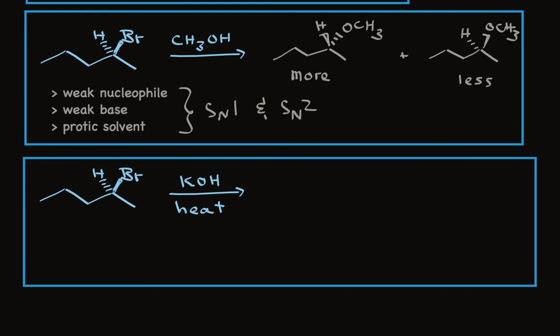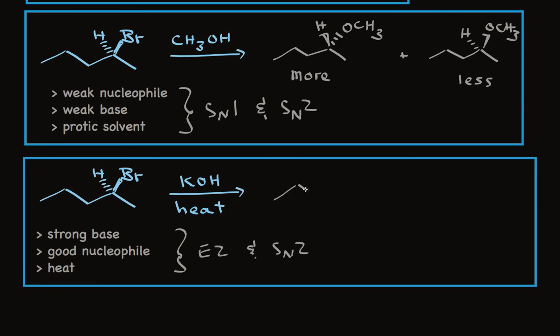When the same bromide is treated with still other conditions, strong base and heat, the strong base tells us it will be elimination, a good nucleophile, so there may be some substitution, and heat, which tends to favor elimination. We'll expect E2 and SN2. It's a small base, so we'll expect the Zaitsev alkene, the one that has more alkyl groups attached. And it's an SN2 reaction, which proceeds with inversion of stereochemistry. So we'll expect this enantiomer of the alcohol.